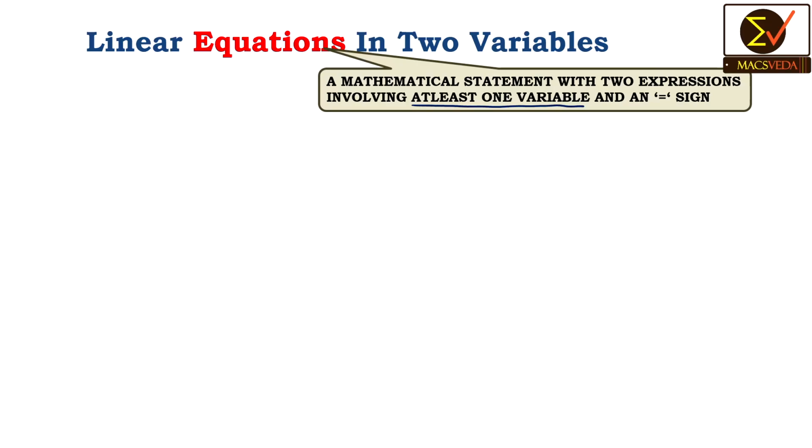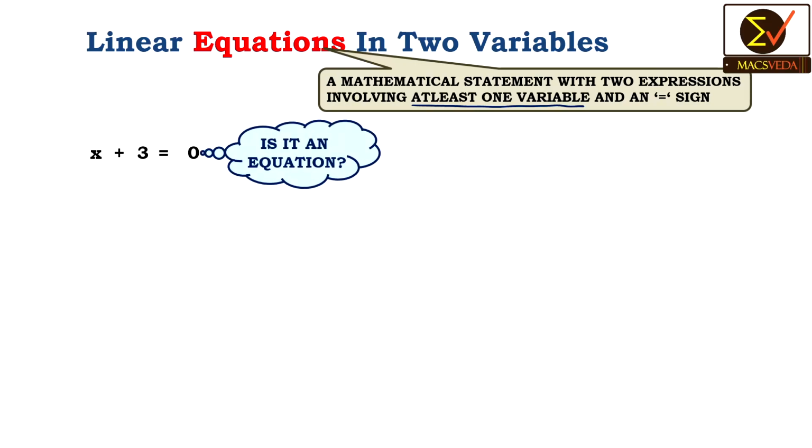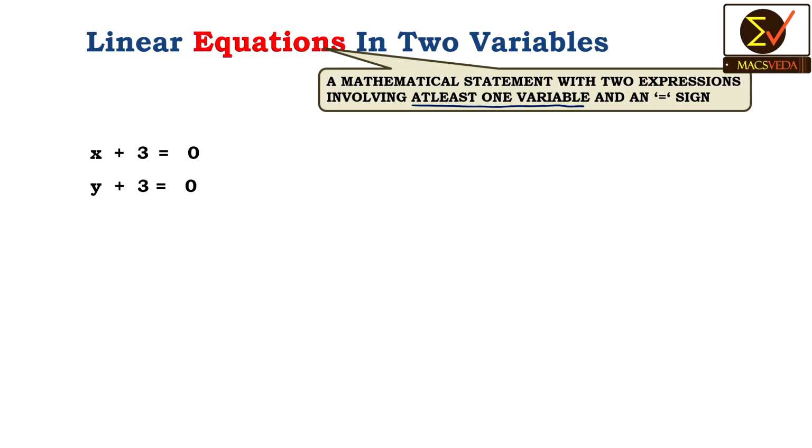At least one of the expressions should contain one or more variables. Let us understand with examples. Is it an equation? No, it is just a single expression. Let us equate it with 0. Now, is it an equation? Yes. We are having two expressions which are equated and we are having a variable. Yes, it is an equation.